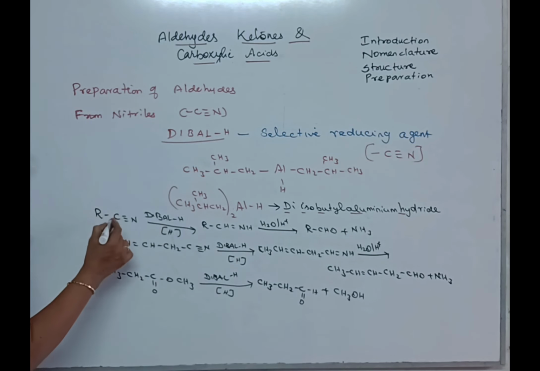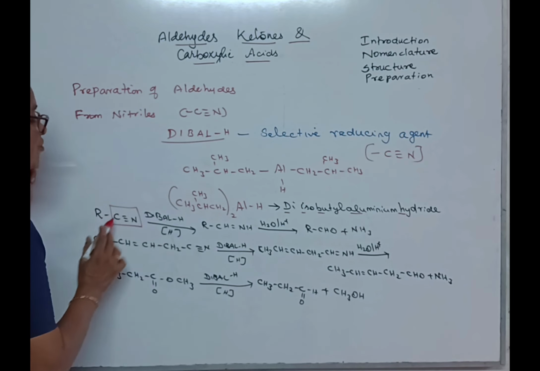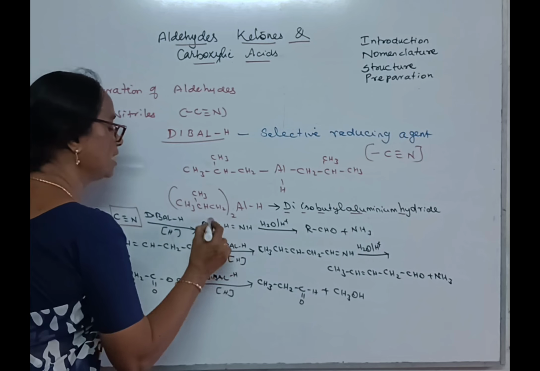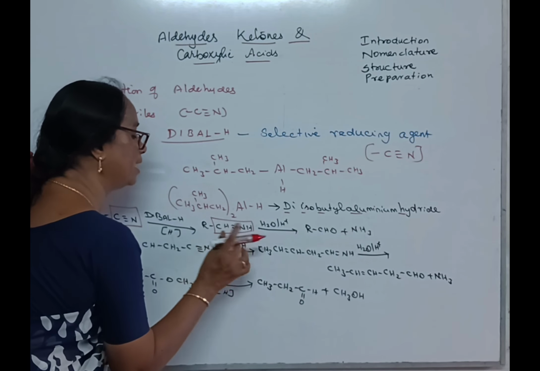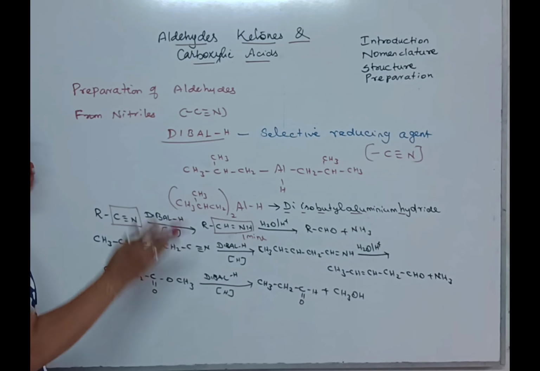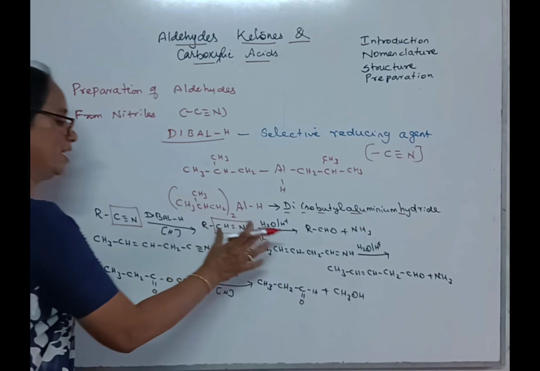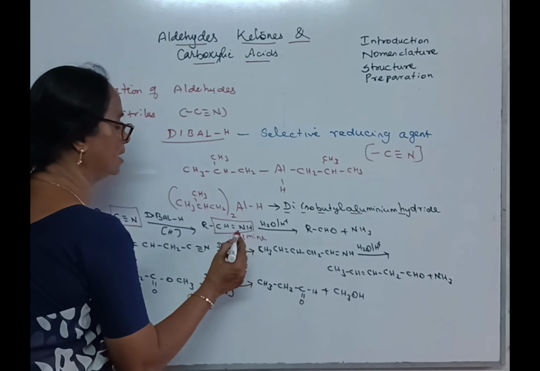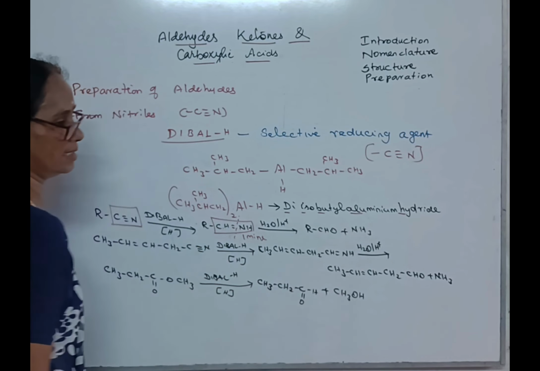So the RC triple bond N nitrile, upon reduction, gives imine. Just like Stephen reaction, here the intermediate is the formation of imine only. The only difference between Stephen and this reaction is the reducing agent. So imine followed by acid hydrolysis is converted into RCHO and NH3.